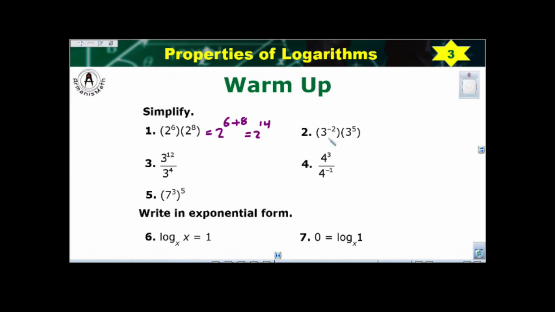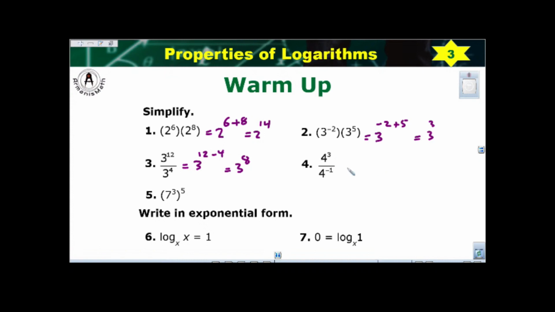How about this one here? 3 to the negative 2 times 3 to the 5th. Negative 2 plus 5, that's 3 to the 3rd. How about this one here? 3 to the 12 divided by 3 to the 4th. That's 3 to the 8th: 12 minus 4, or 3 to the 8th.